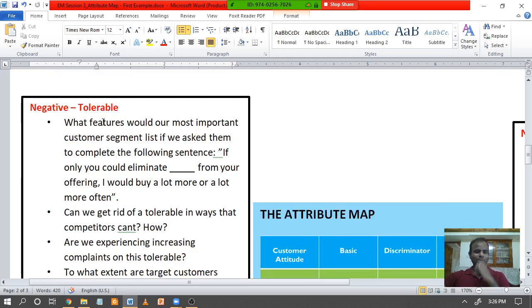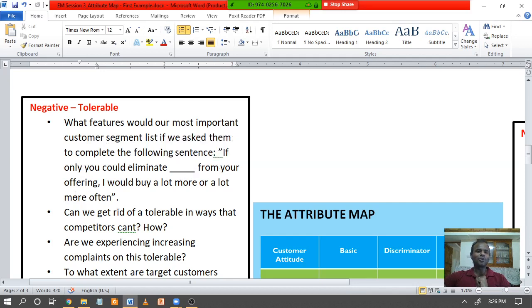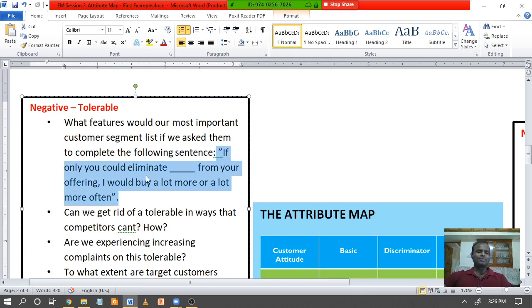Now with respect to our university also, what feature would our most important customer segment list if we ask them to complete the following sentence? If only you could eliminate dash from your offering, I would buy a lot more, or a lot more often. Okay, or I would get more admission. What will be that one thing that our customers may like to eliminate?